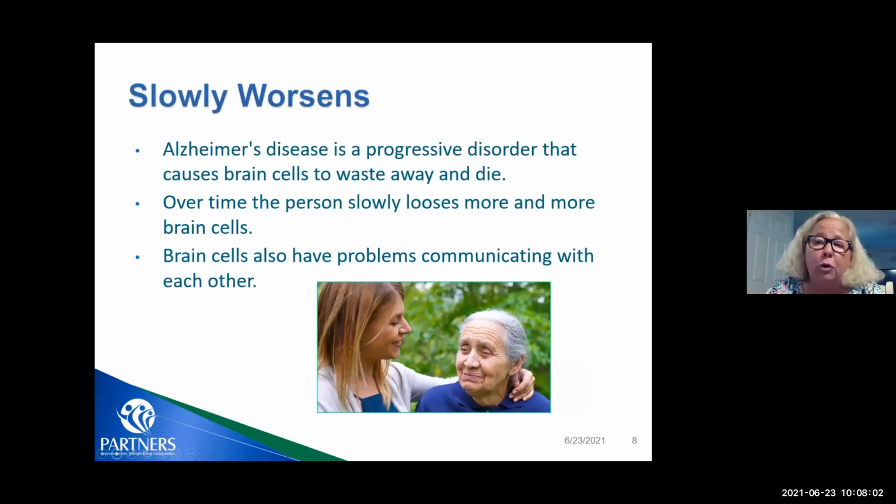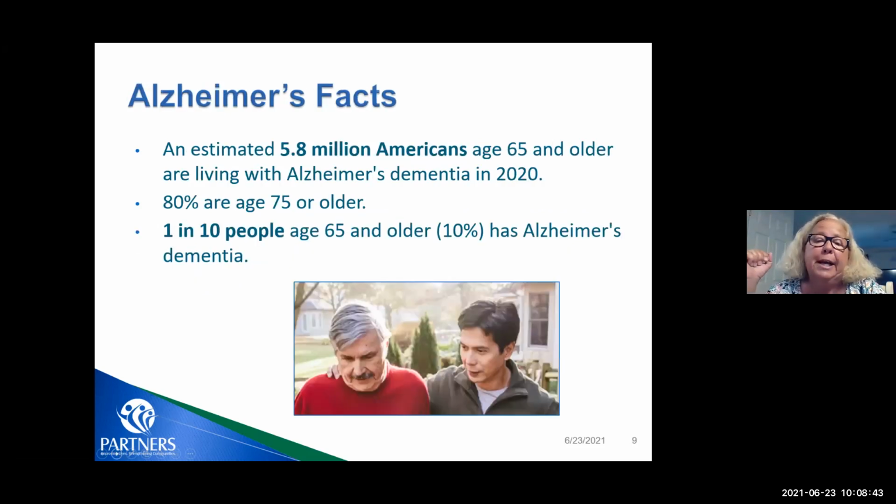Alzheimer's also slowly worsens. It is progressive, and that means that once it starts, it continues to slowly get worse. There are no pauses. There's not any time that it stays the same. It very, very slowly progresses. It causes brain cells to waste away and to die. And over time, the person slowly loses more and more brain cells. Another thing that happens in Alzheimer's is the person's brain cells have problems communicating with each other. So there's actually two problems going on in Alzheimer's.